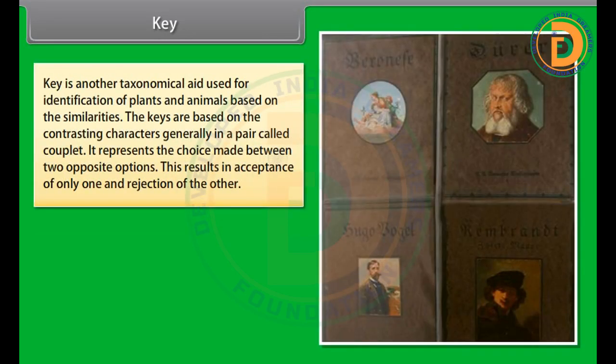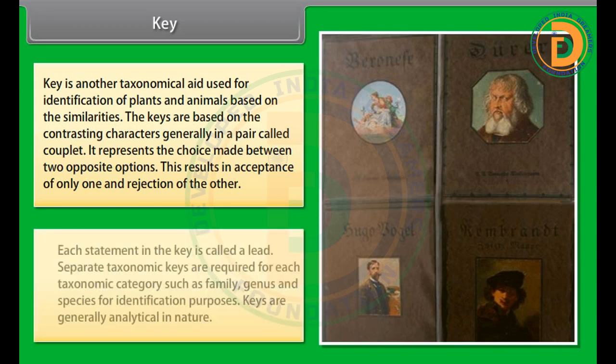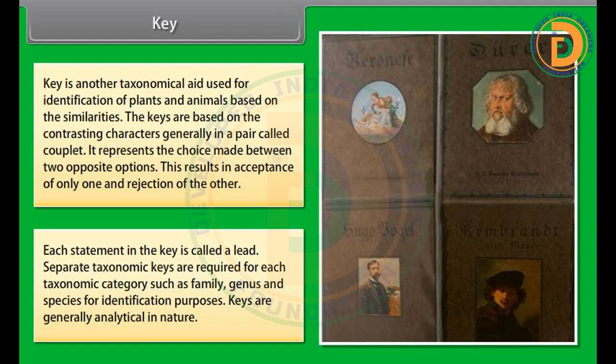Key. Key is another taxonomical aid used for identification of plants and animals based on similarities. The keys are based on contrasting characters, generally in pairs called couplets. It represents the choice made between two opposite options. This results in acceptance of only one and rejection of the other. Each statement in the key is called a lead.